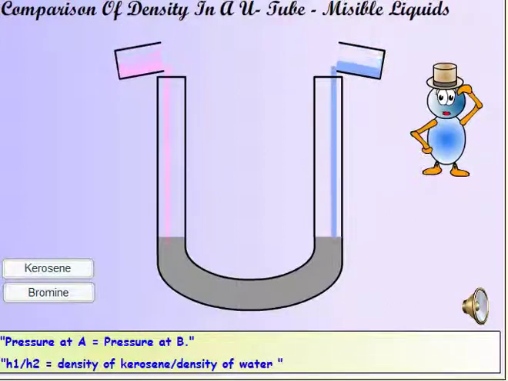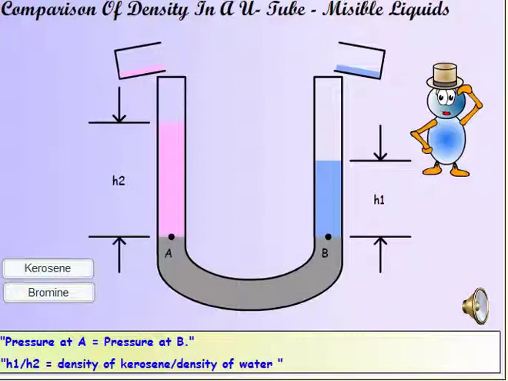Initially, the U-tube has mercury in it. Kerosene is poured in the left arm and water is poured in the right arm. The liquids are poured such that the level of mercury in the two arms is the same. The ratio of the heights of the kerosene and water is the same as the ratio between the densities of water and kerosene.